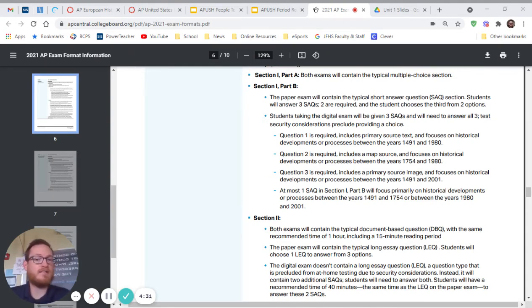So for question 1, it's going to be some sort of primary source text. Generally, for those, what we have seen in the past is they will give you a couple quotes to discuss and analyze. Question number 2 will generally be some sort of map source.